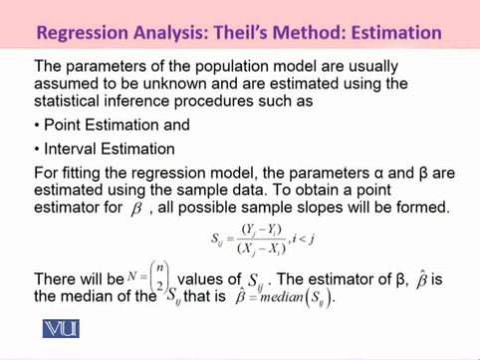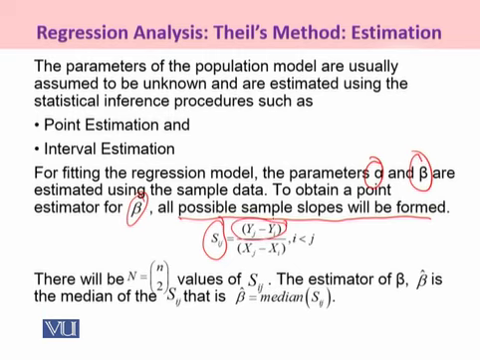So the parameters of the population may be determined by employing the point estimation approaches as well as the interval estimation approaches. For fitting the regression model, the parameters alpha and beta, students, are unknown to us and we need to estimate them from the sample data. To obtain a point estimate of beta, first all possible sample slopes will be formulated. And how will they be calculated, students? Sij, all possible slopes that you calculate from your sample data, is simply the ratio of the deviation yj minus yi divided by xj minus xi.